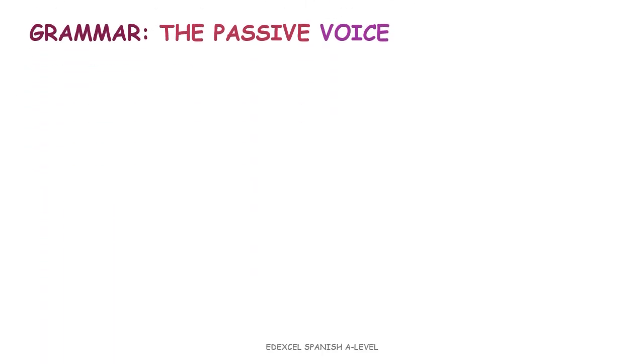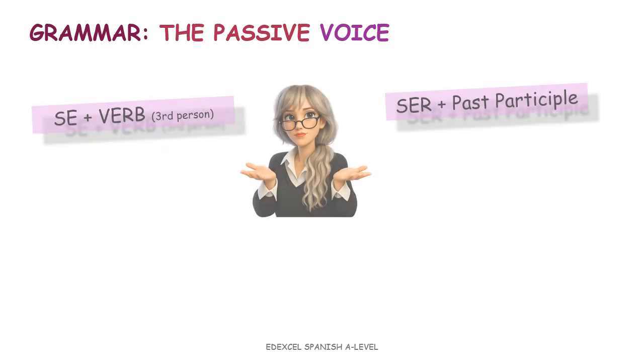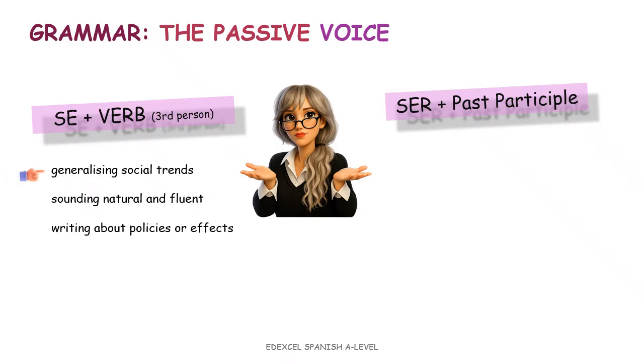So, when to choose which? Some tips. Use the reflexive passive when generalizing social trends. It simply means talking about what usually happens in society in general, without saying who exactly does it. Also, if you want to sound natural and fluent, or when writing about policies or effects, it means that you are not describing one action by one person.